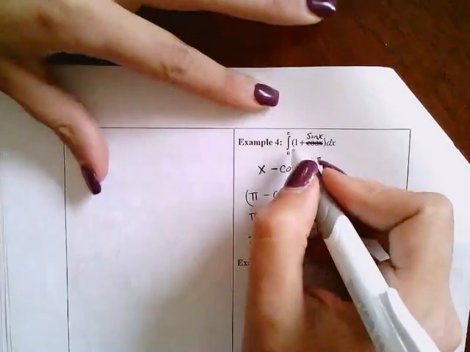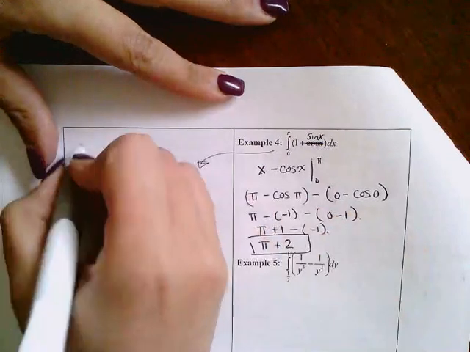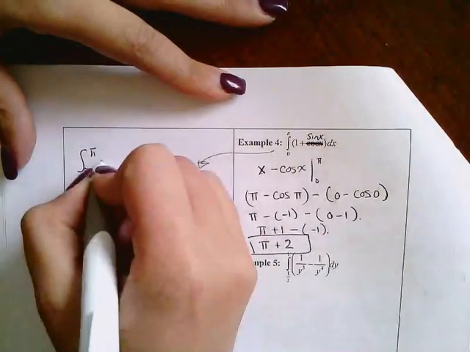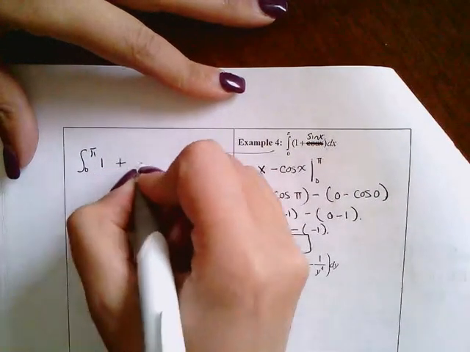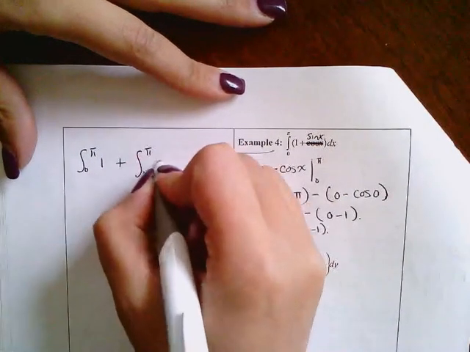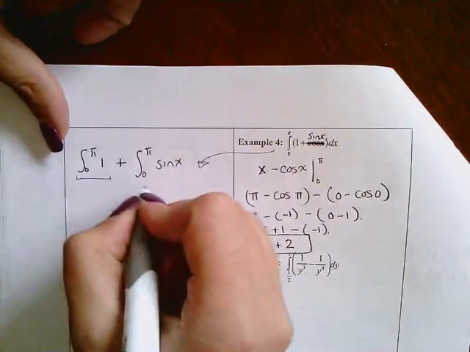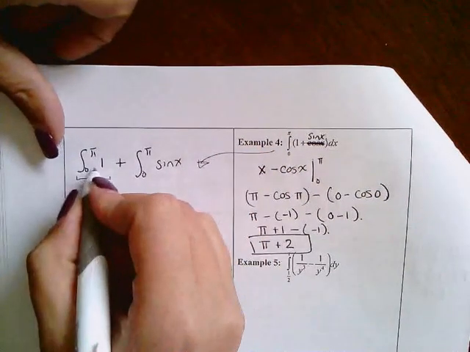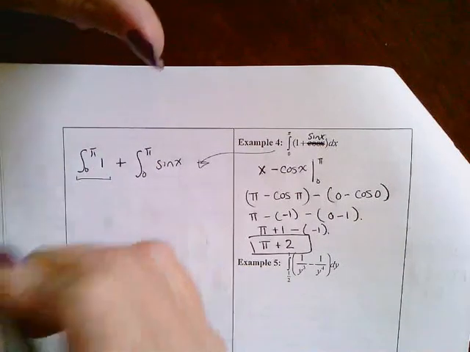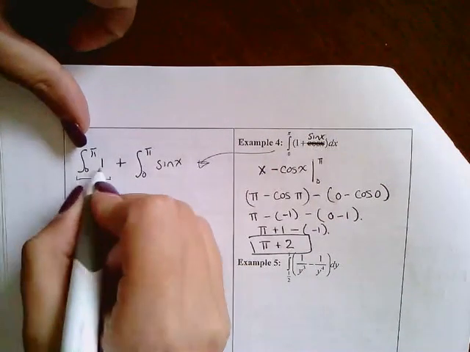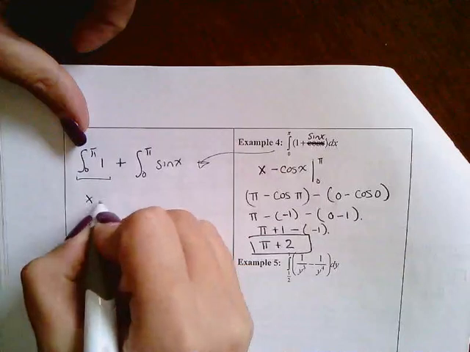And what I was telling you guys earlier is you can use the additive property and do this. Take 0 to pi of 1 plus 0 to pi of sine of x. It's the same exact thing, except you're just integrating individually. And sometimes you might have to do that to be able to integrate trig functions. So it still ends up being the same.